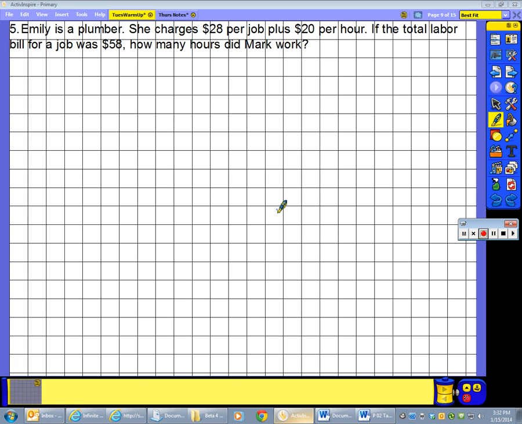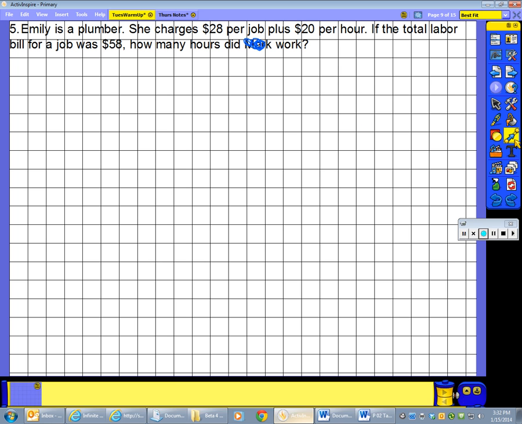Alright, Emily is a plumber. She charges $28 per job plus $20 per hour. If the total labor bill for a job was $58, how many hours was Emily supposed to work?